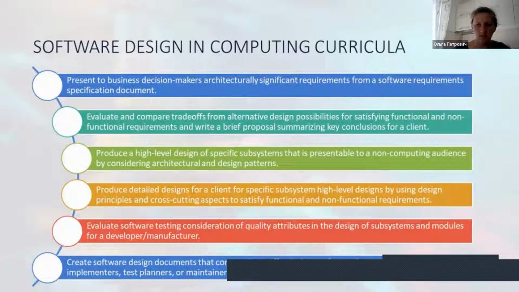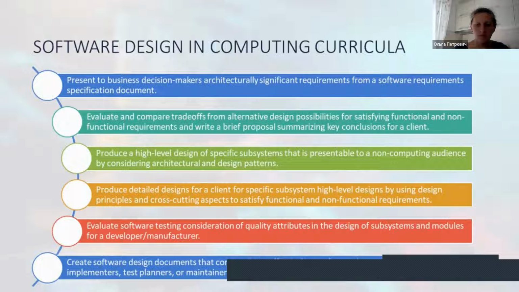Computing Curricula 2020 defines the following competencies related to software design. Present business decision methods, architecturally significant requirements from a software requirement specification document. Evaluate and compare trade-offs from alternative design possibilities for satisfying functional and non-functional requirements. And write a brief proposal summarizing key conclusions for a client.